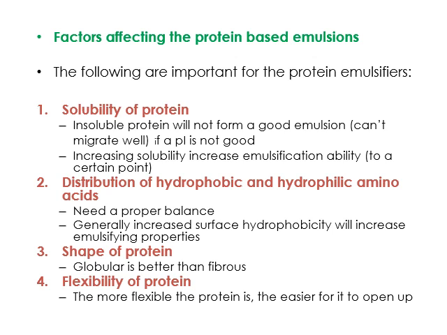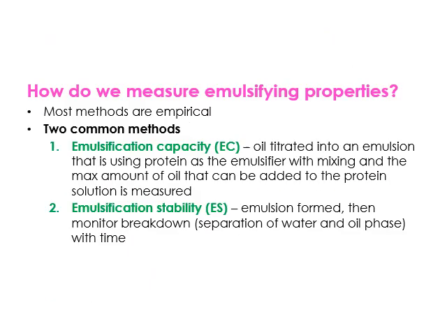In terms of the shape of the protein, globular is better than fibrous, and the more flexible the protein is, the easier it is for the protein to open up. Therefore, it's a better emulsifier.